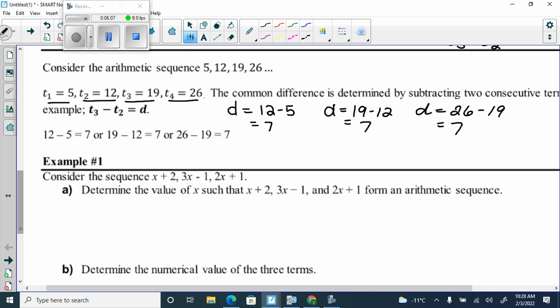So we have example 1. They have variables. What's happening here? It was easy when it was 3, 5, 7. Why are there variables? Because there are.